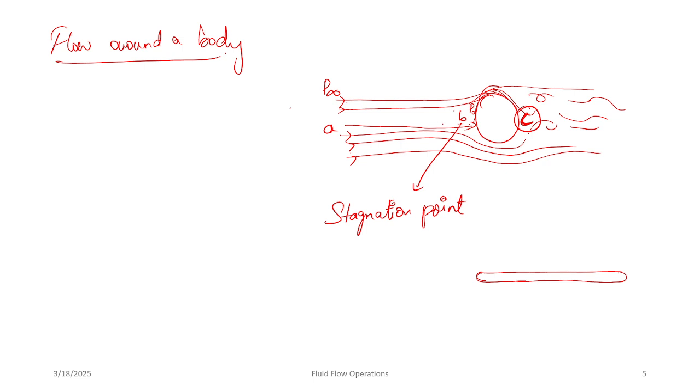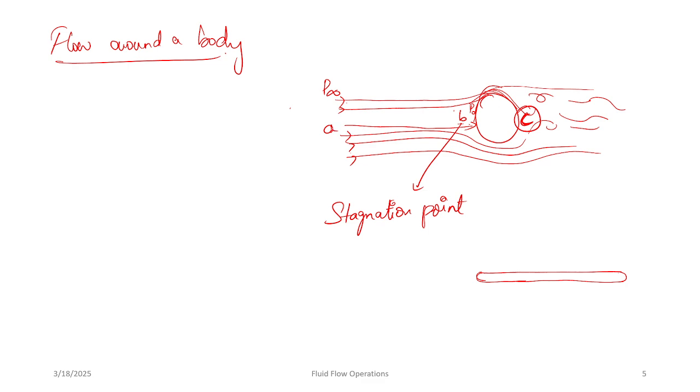So from A, the flow comes from, let's say, an infinite distance. Infinite distance indicates that there is no influence of the body at this location. It doesn't have to be at an actually infinite distance. We select a location such that there is no influence of the body at that point.